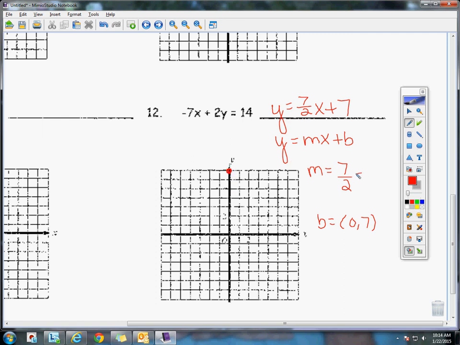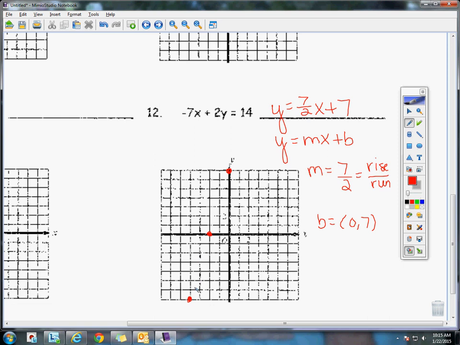Now our slope is rise over run. So normally what we do is we would go up 7 and over 2, but since we can't go up and over, we're going to do the opposite. So instead of going up 7, we're going to go down 7. So 1, 2, 3, 4, 5, 6, 7. And instead of going to the right 2, we're going to go to left 2. So 1, 2. So down 1, 2, 3, 4, 5, 6, 7, and over 1, 2.